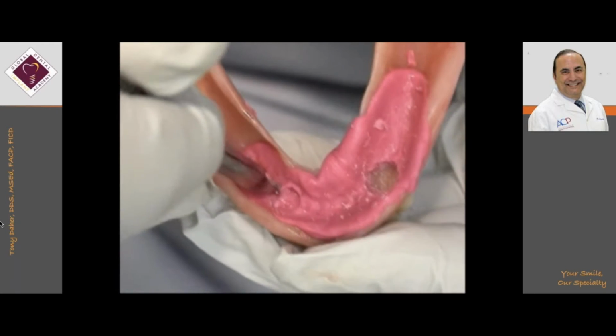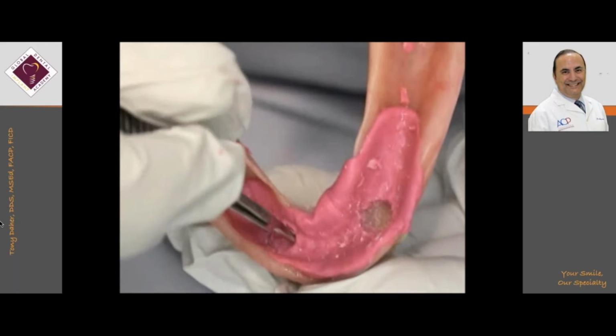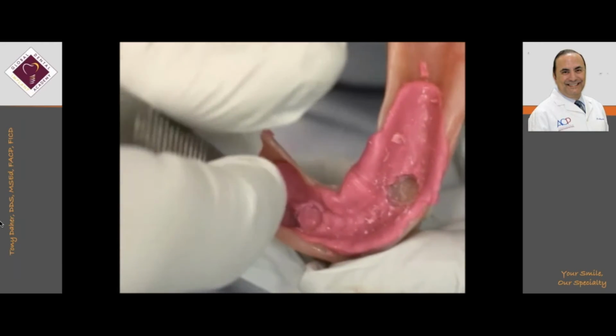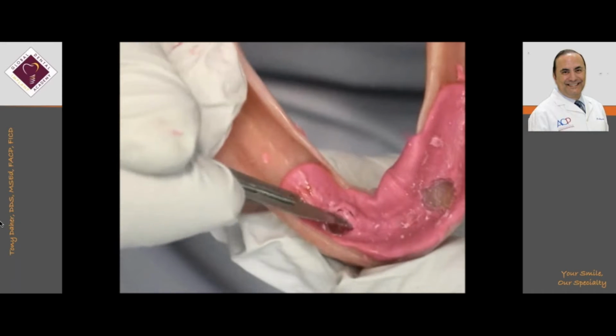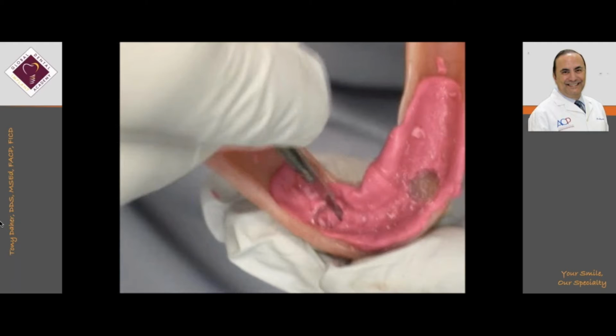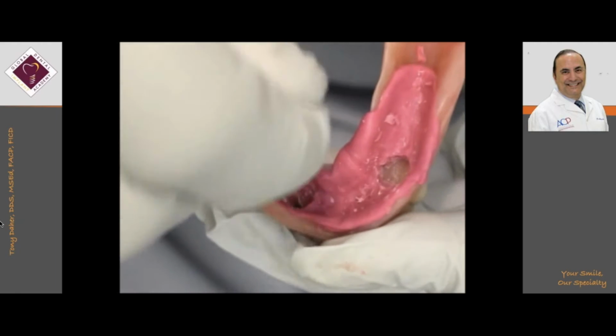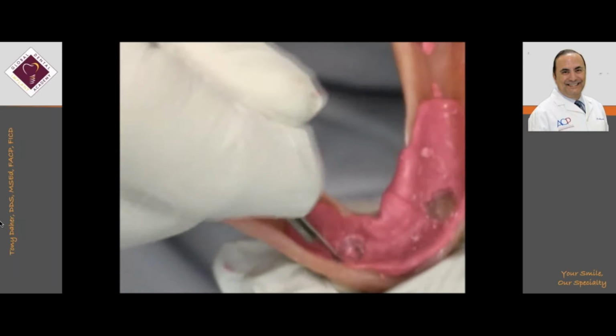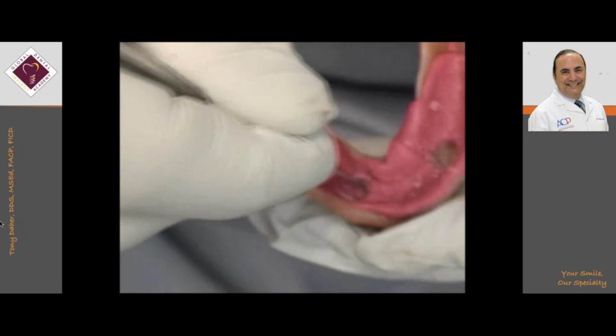If you're gonna burr this area with an acrylic burr and keeping the PVS over the denture, it's gonna be a mess. So the best way is to mark where the location of these abutments is on the inside of the denture, on the intaglio surface of the denture.